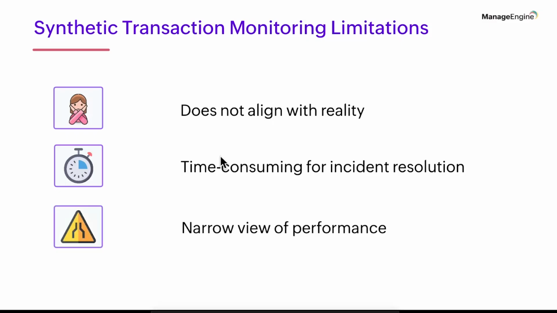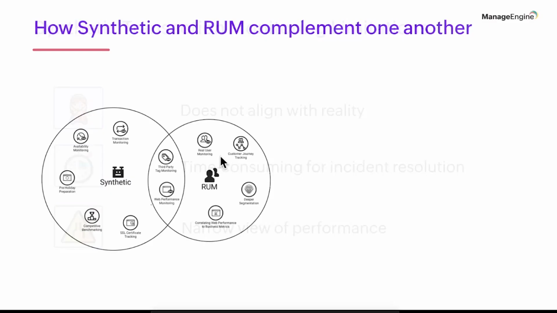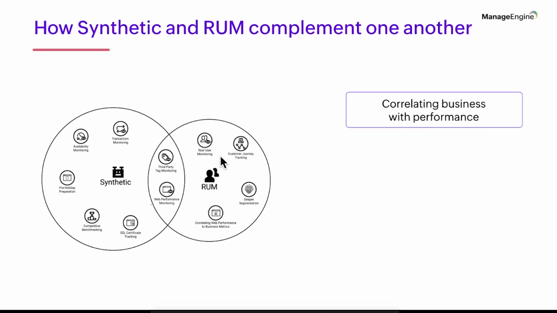Thirdly, you will only be able to get a narrow view of performance. Since you are not monitoring the actual users, you aren't really getting an idea of how your website is used in the real world. So all you have is simply a narrow view of your website performance. But when you use synthetic monitoring and real user monitoring together, they can complement each other and make things very effective for you. So first thing is correlating business with performance.